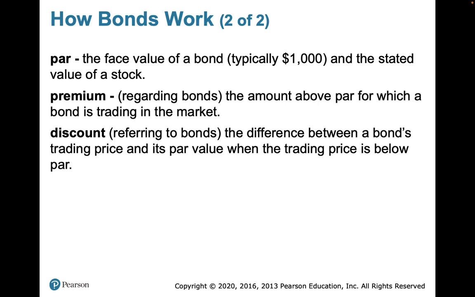Then we have what they call the premium, the amount above par for which a bond is trading in the market. Then we have discount, the difference between a bond's trading price and its par value when the trading price is below par.